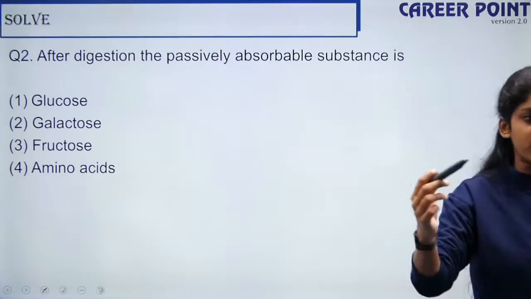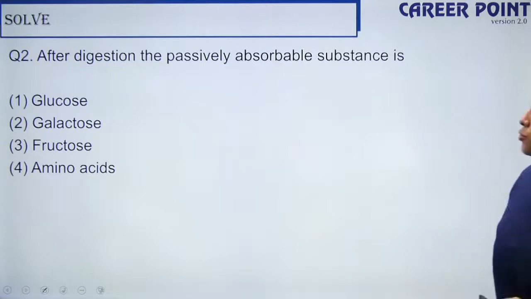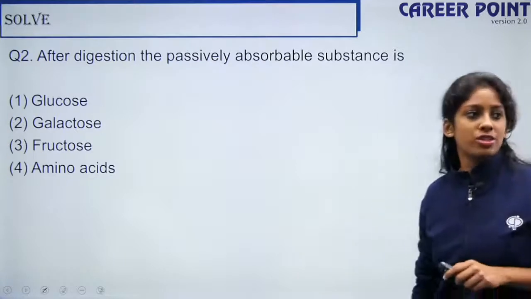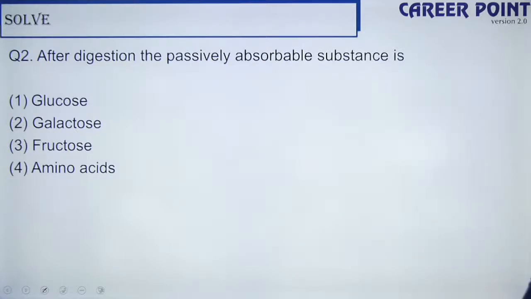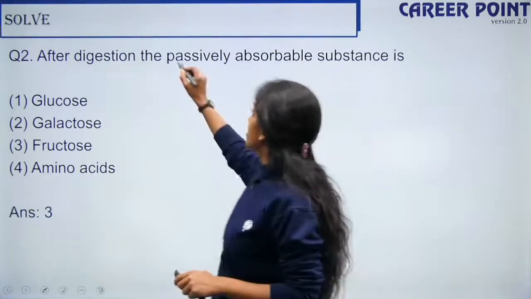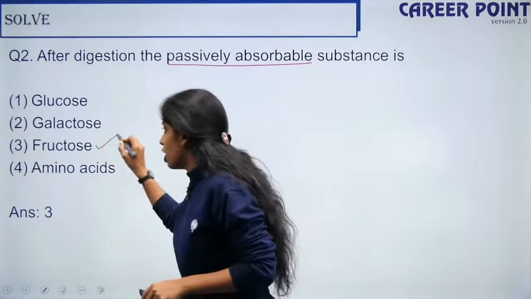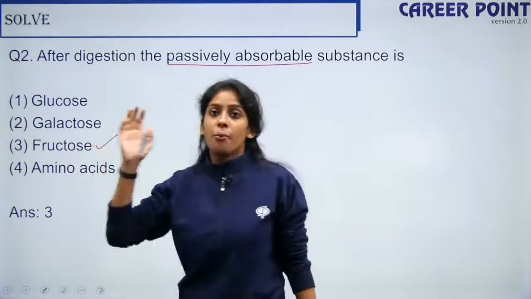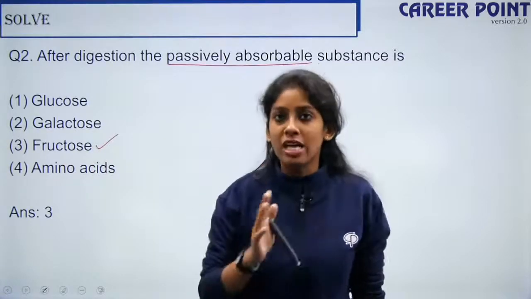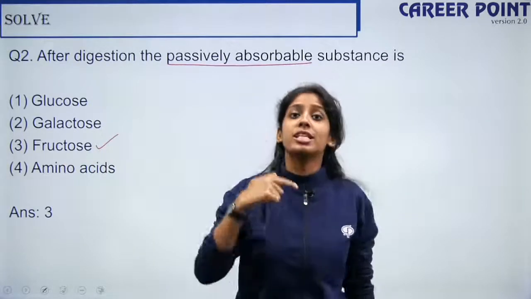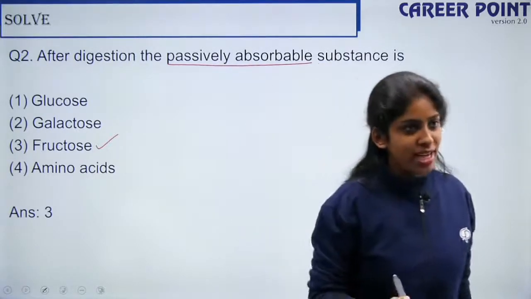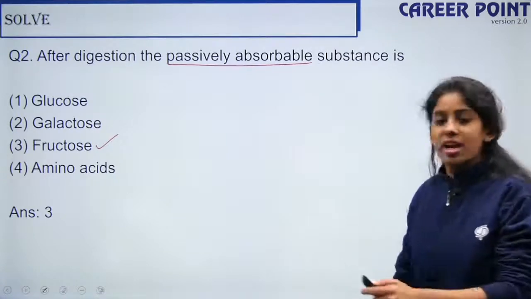Option 2 for the first question, yes, I agree. I guess you're still talking about the first question. Can I have the answer for the second question, Nishra? Yes, you're absolutely right. The passively absorbable substance is fructose. Usually students have a confusion between glucose and fructose. But glucose is actively absorbed, along with amino acid and sodium. But fructose is passively absorbed. Yes, I appreciate your level of understanding, Nishra. Very good. So we are done with question 2.